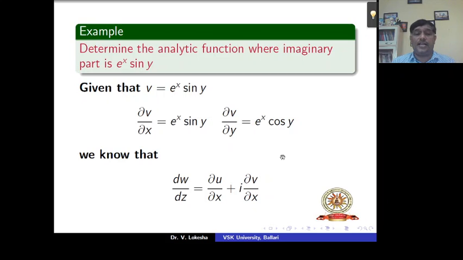Then you can use the fundamental rule, that is dw by dz is equal to dou u by dou x plus i into dou v by dou x. Here the imaginary part v is given, so you can replace dou u by dou x with dou v by dou y, by the CR equations. Then you can substitute here.